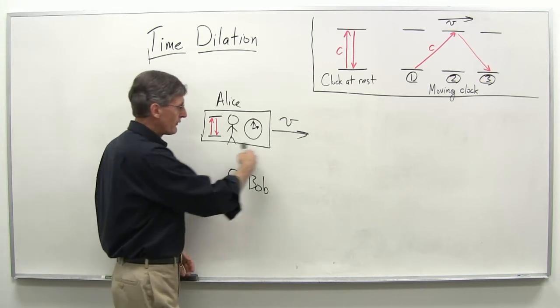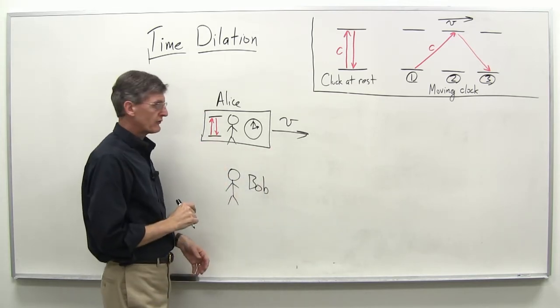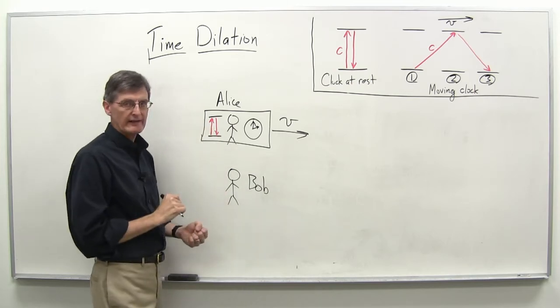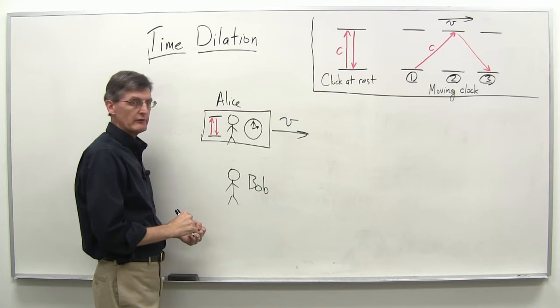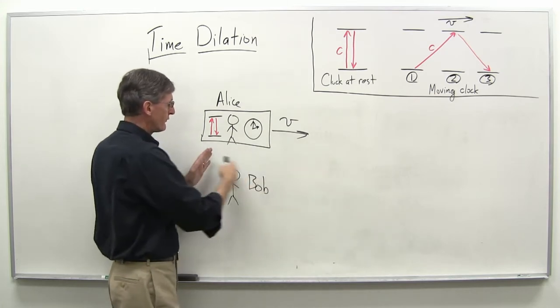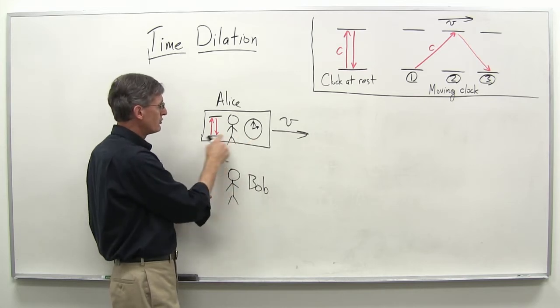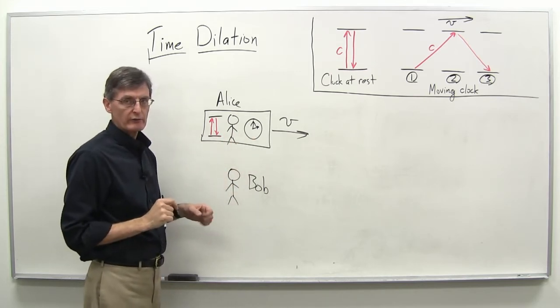So Bob takes a series of photographs. He sees Alice's light clock ticking more slowly, keeping time. Maybe there's a digital readout on the regular clock, which we compare to the light clock, and he takes a series of photographs. Therefore, as Alice goes by, Bob will have photographs that show these two clocks are getting out of sync with each other.